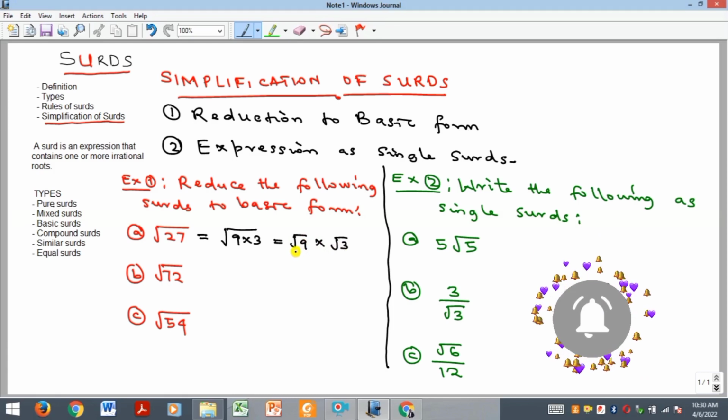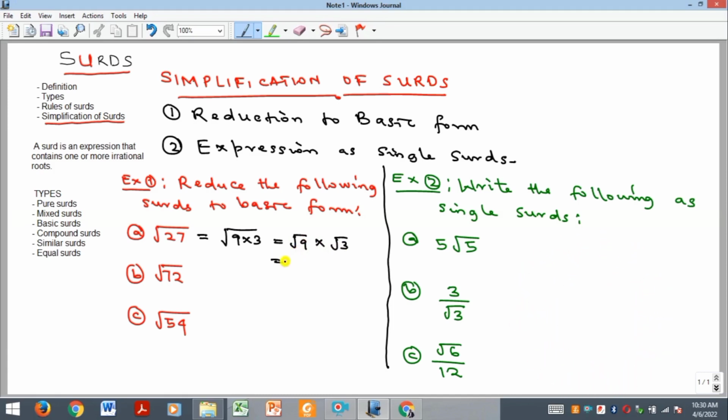And when that happens, what is root 9? Root 9 is simply 3. And what is my root 3? Of course, I can't express that one. So when you multiply these two, you are going to have 3 root 3. And that is your answer. Okay, so that's how to reduce a surd into a basic form. We go to the second one.